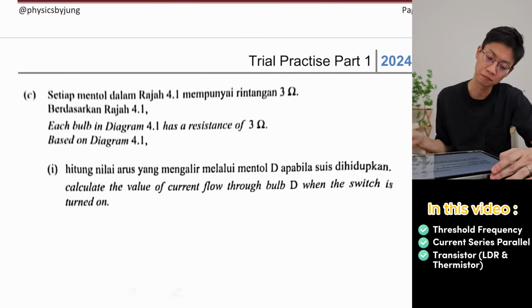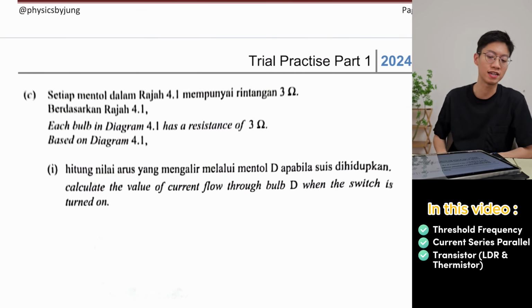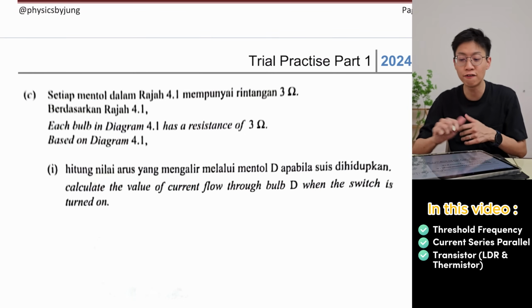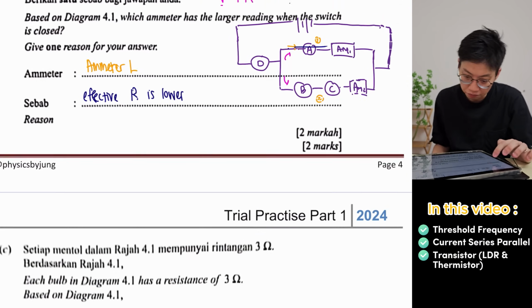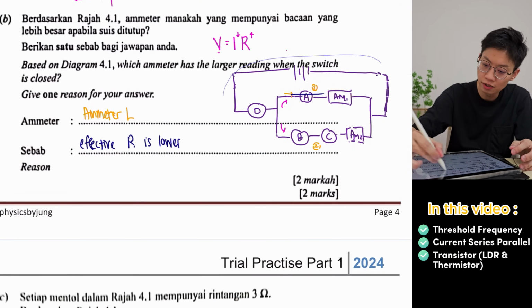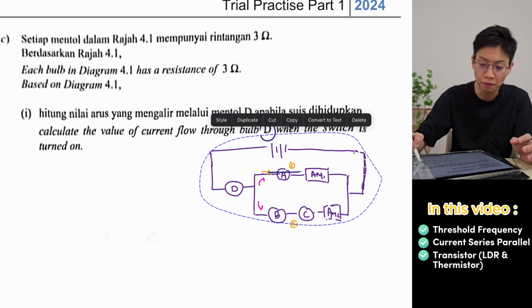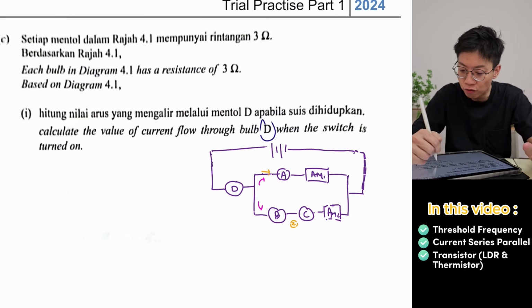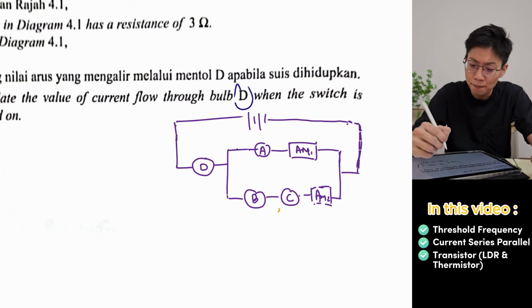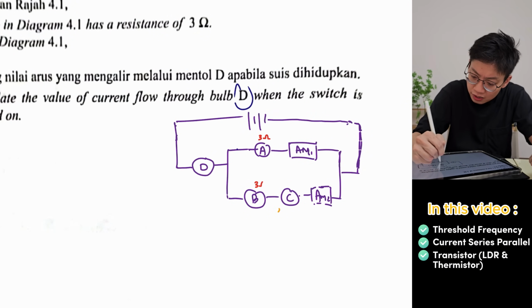Next. They say each part in diagram 4.1 has a resistance of 3 ohm. Calculate the current flowing through bulb D when the switch is turned on. Okay, let's have a look here. Now, according to my diagram, if you look at the top part of the picture, it gets very confusing. But if you use my diagram, you will realize that this is actually very easy. Because this is 3 ohm, this is 3 ohm, this is 3 ohm, and this is 3 ohm.